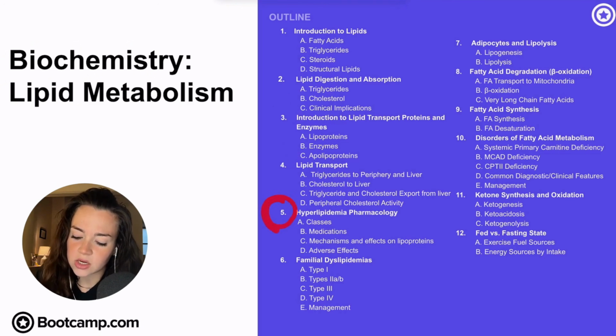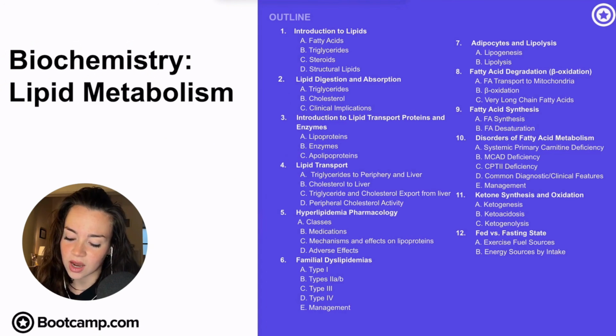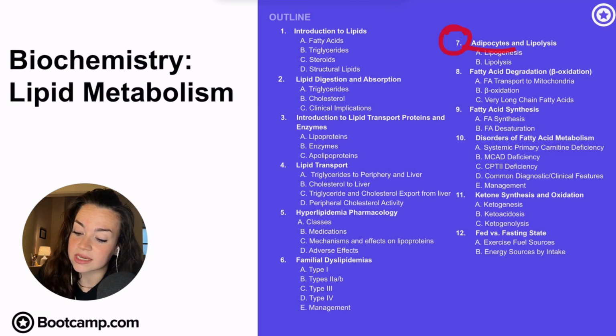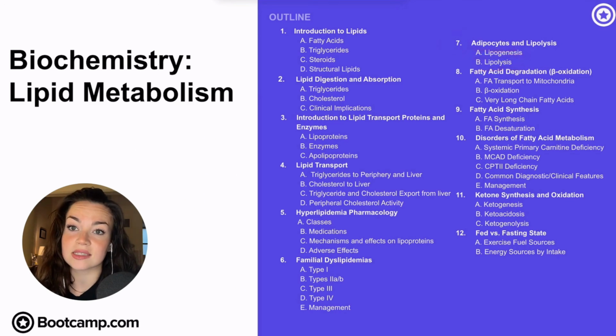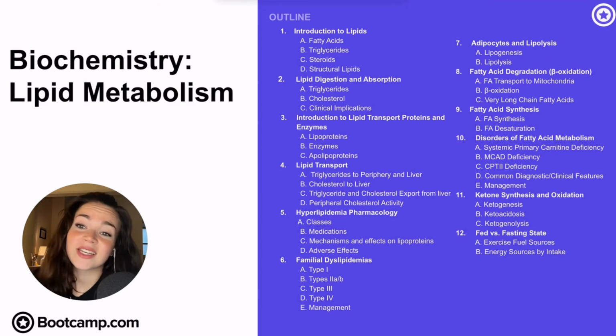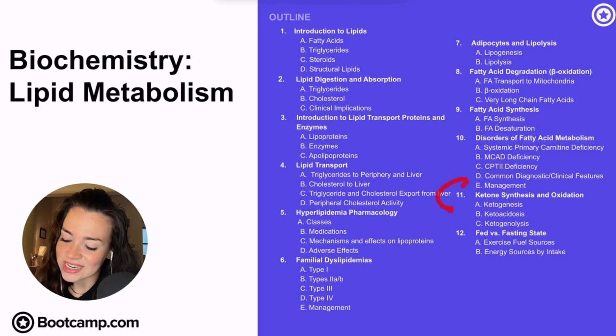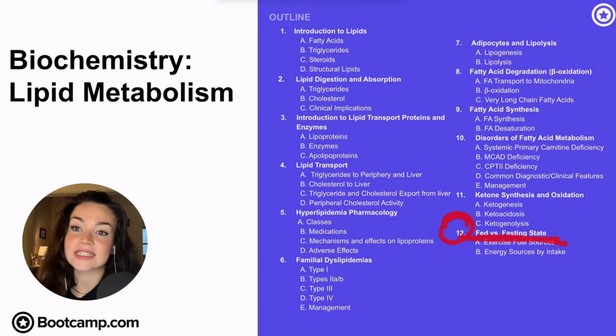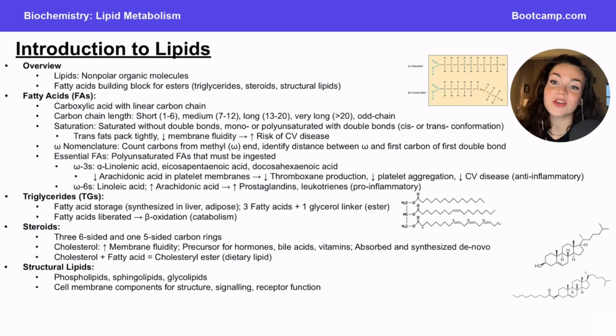We'll do a pharm lesson on all of the lipid control drugs we've got, move into a group of conditions called familial dyslipidemias. We'll talk about what goes on with lipids in the periphery in adipocytes with lipogenesis and lipolysis. Then we'll cover beta oxidation, which is how we degrade our fatty acids into energy. We'll talk about de novo fatty acid synthesis, some disorders of fatty acid metabolism. We will finally have our formal discussion on ketones, and we'll wrap everything up with a summary video about the fed versus the fasting state. So let's kick off our discussion with an introduction to lipids.